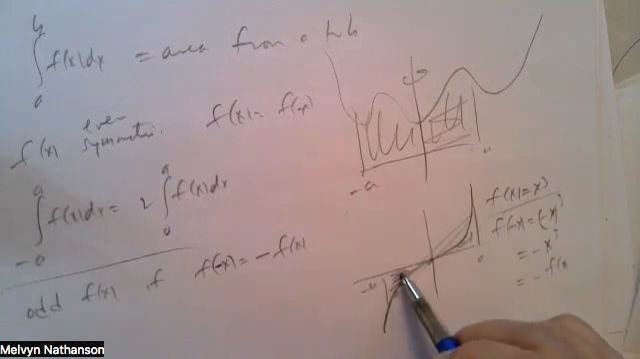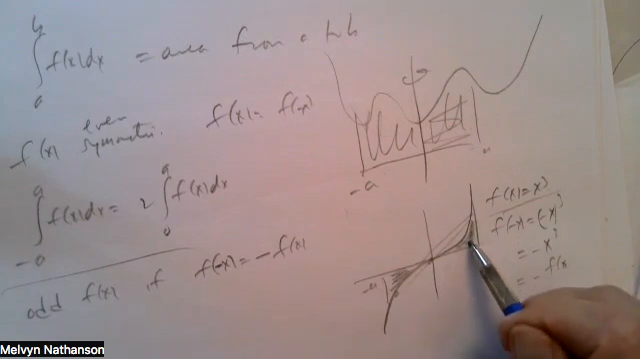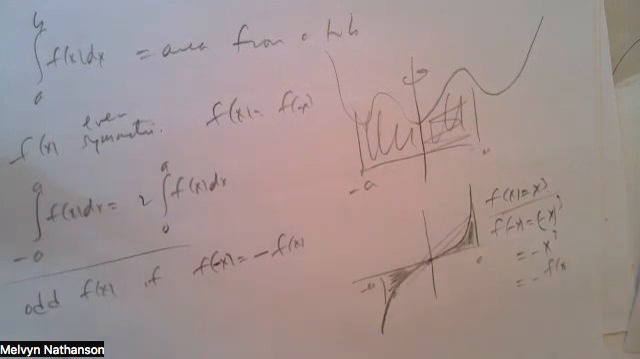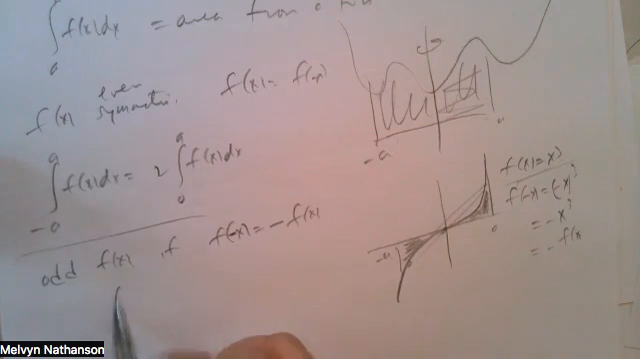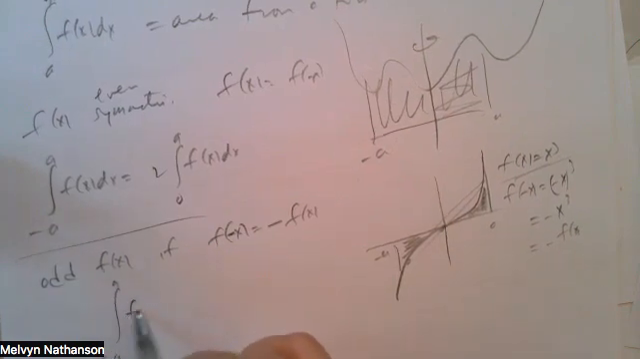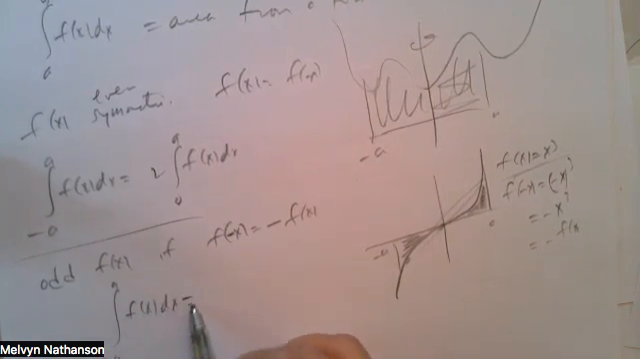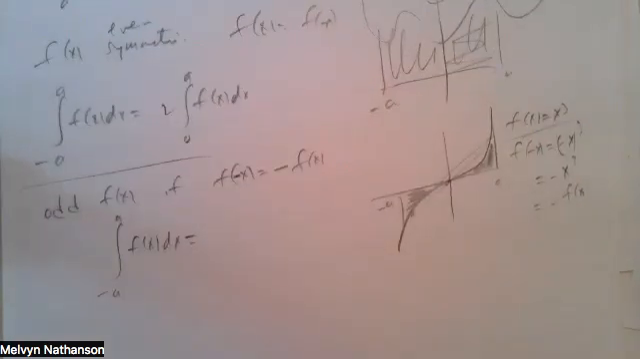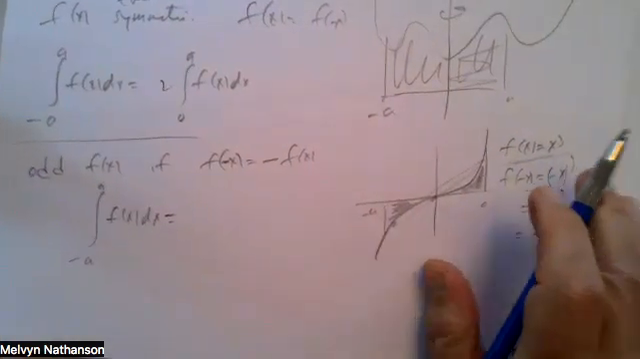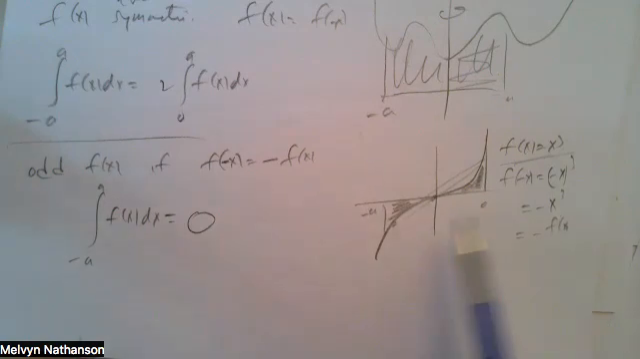This area in absolute value is the same as this area, but it's opposite in sign. So for an odd function, the integral from minus a to a of f of x dx, you don't even have to calculate it. You know the integral is 0. Because the area to the right is positive, the area to the left is negative, and they're the same in absolute value, so they completely cancel.